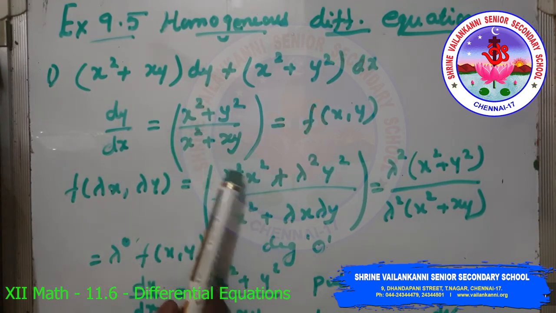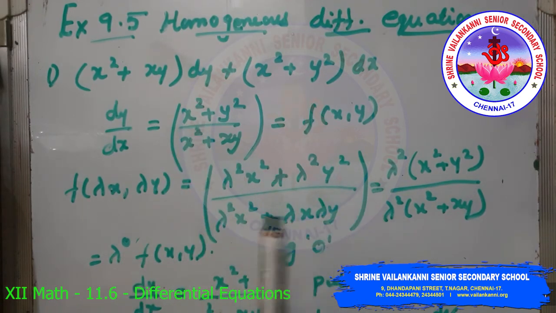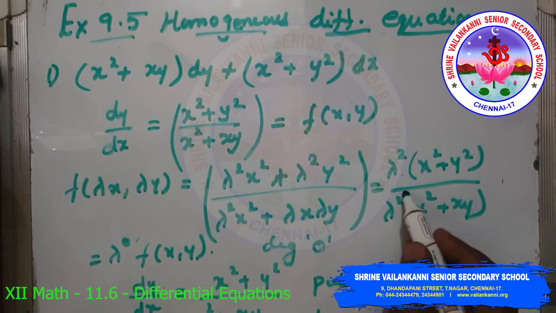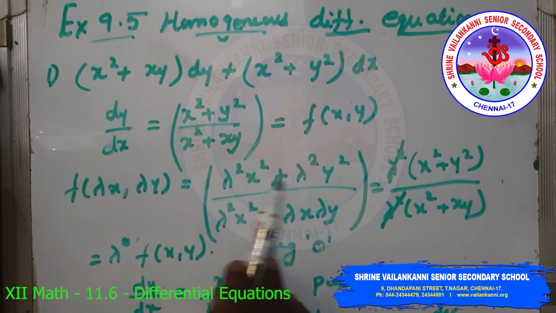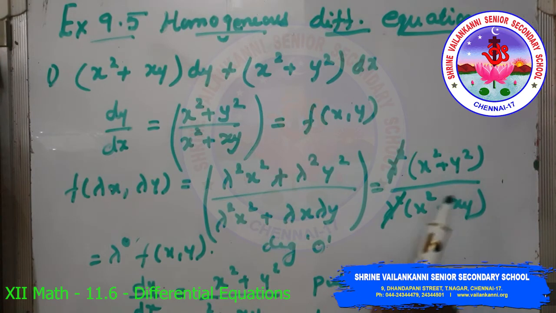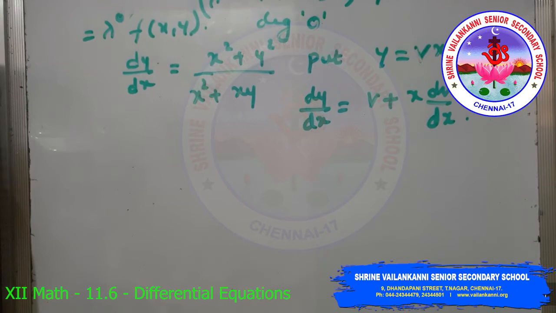So instead of x we are writing λx. So λ²x² + λ²y² over λ²x² + λx·λy, which is equal to λ²(x² + y²) over λ²(x² + xy). So cancelling this, the degree is λ to the power 0 times f(x, y). So it is of degree 0. So we are getting dy/dx as (x² + y²) / (x² + xy). The given differential equation is a homogeneous differential equation of degree 0.